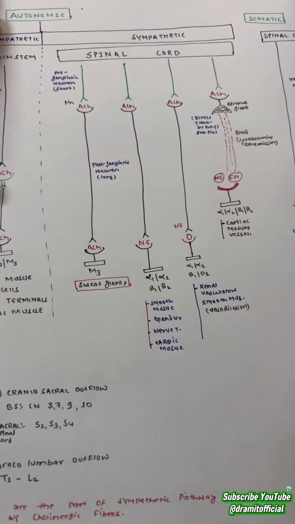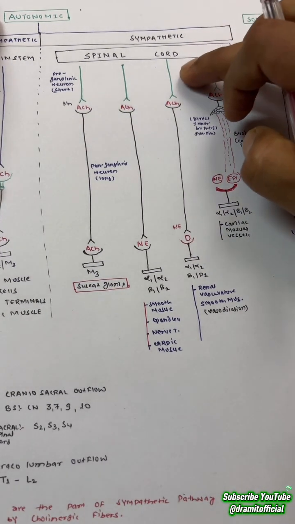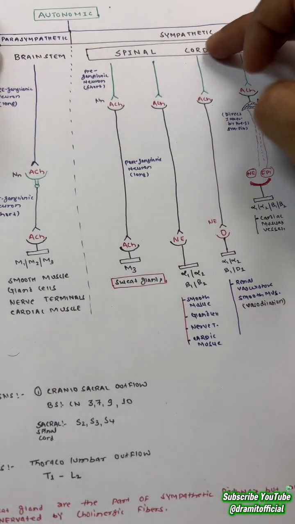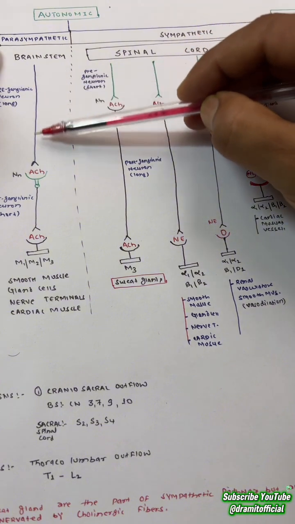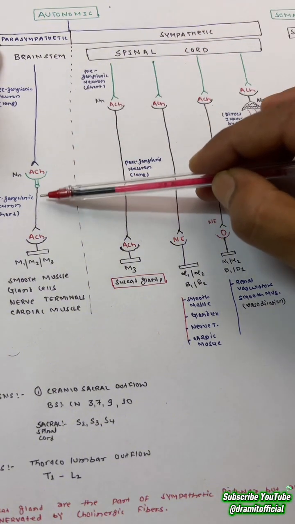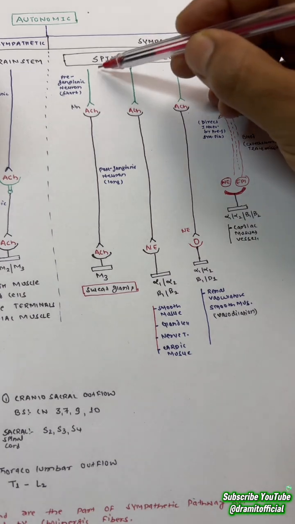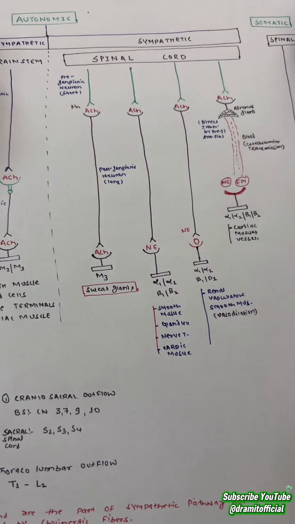Now, in the sympathetic nervous system there is also a preganglionic neuron. There is a marked difference between sympathetic and parasympathetic: in the parasympathetic nervous system the preganglionic fiber is longer and the postganglionic fiber is short, but in the sympathetic nervous system the preganglionic fiber is short and the postganglionic fiber is long.